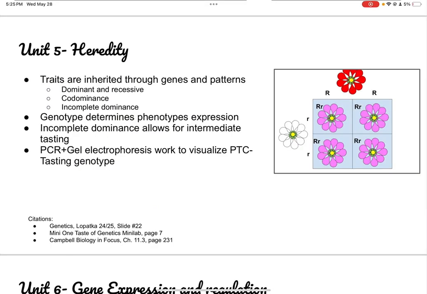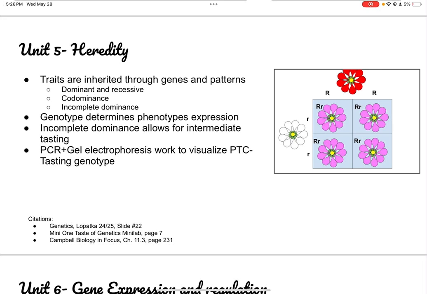Now we're going to be talking about Unit 5, which is heredity. Heredity governs how traits pass from parents to offspring through genes, following predictable patterns including dominant, recessive, codominant, and incomplete dominant inheritance. Each individual carries 2 copies of every gene, one from each parent, called alleles. Our genotype represents the specific combination of alleles we inherit, while our phenotype is the observable expression of those genes.